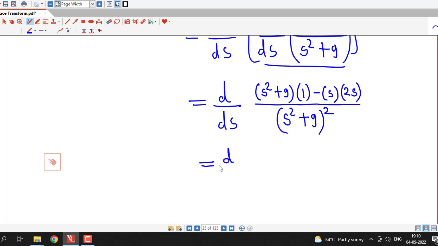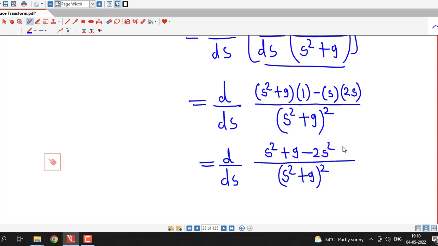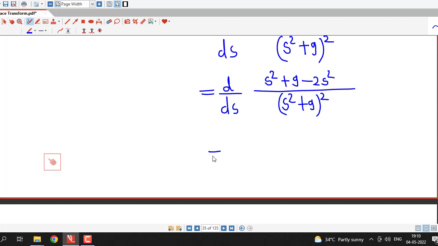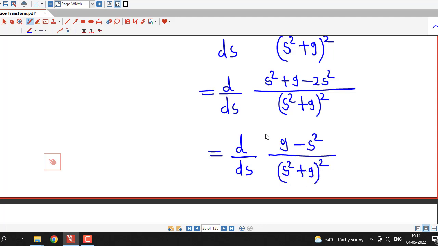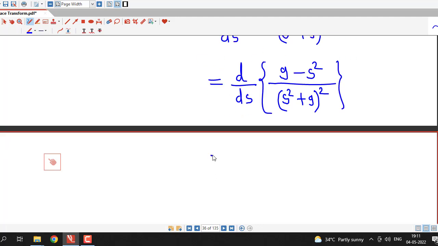So first we simplify this derivative which we have obtained. We keep this as it is, s square plus 9 whole square, and this we write as s square plus 9 minus 2s square, and again we rewrite this function. Here we have 9, s square minus s square is minus s square, and here square of s square plus 9, and we have to differentiate this again with respect to s. So this is now a problem of differentiation.